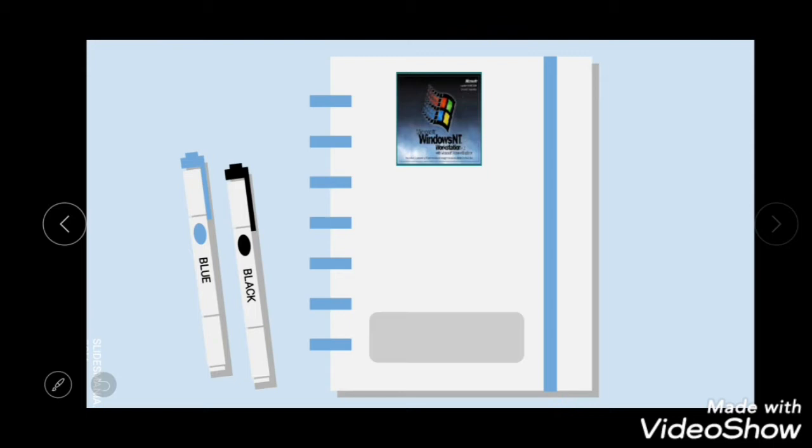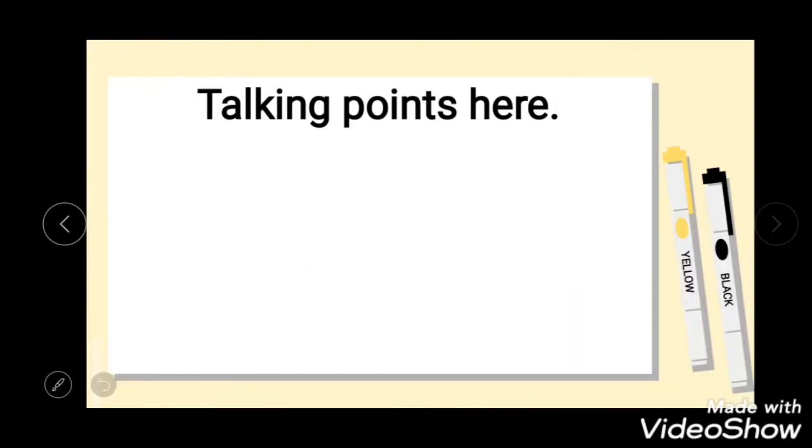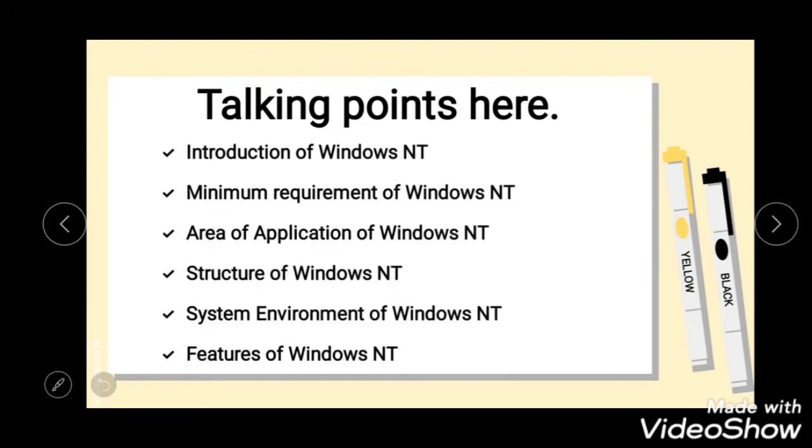So today I am taking you a new topic, that is the overview of Windows NT. It is a continuous series of operating system in computer science subject for class 12th. So take a look at the content, the points which we discuss today. First we see the introduction about Windows NT, then requirements for Windows NT, then area of application, then discuss the structure of Windows NT, then move to the system environment of Windows NT and see the features of Windows NT.